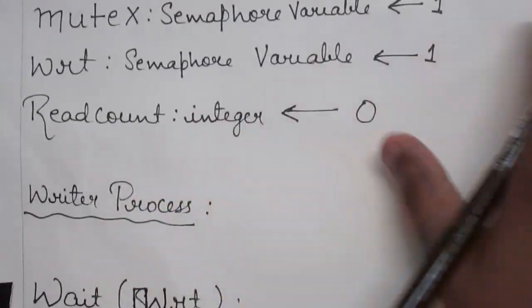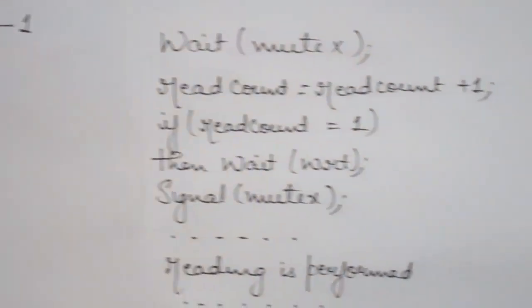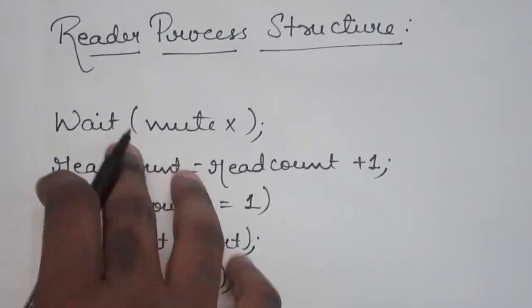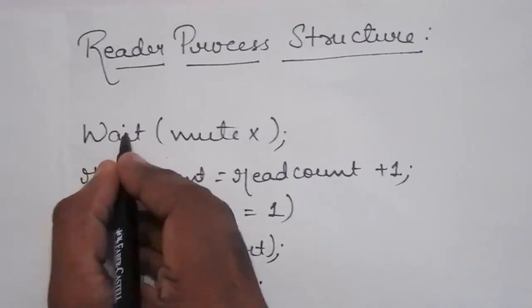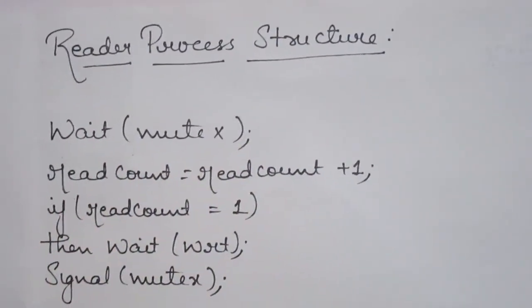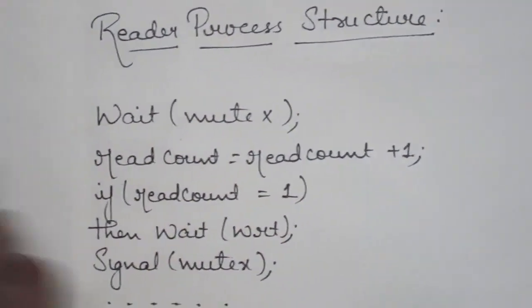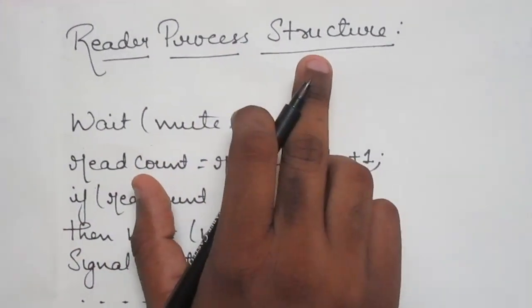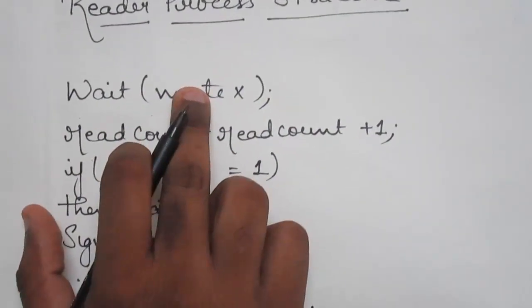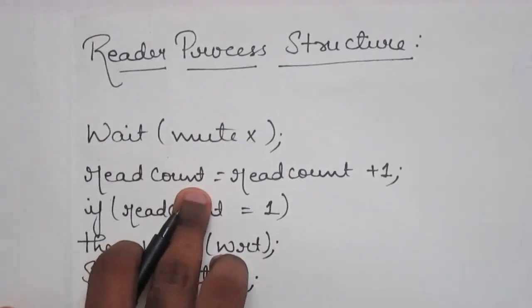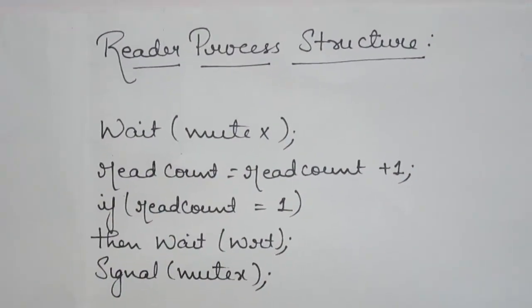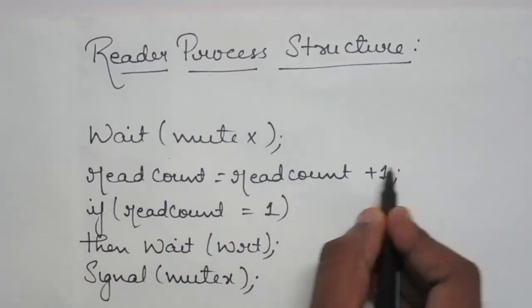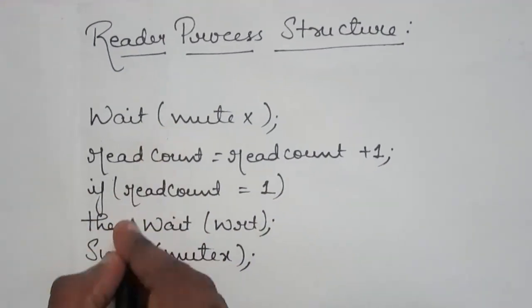Now coming to the reader process structure. If any reader process wants to read from the shared file, first of all it will perform the wait mutex operation. As we know the mutex variable's value is 1, it will be successfully executed. After that it will increment the read count value. Initially the read count value was 0, so after execution of this statement, the read count value will be 1.